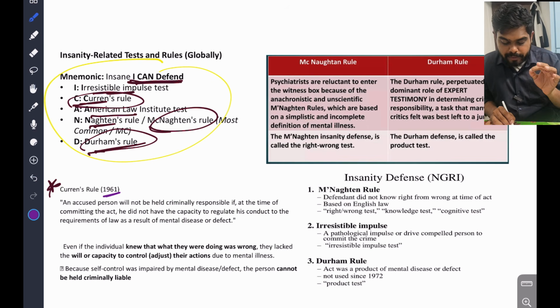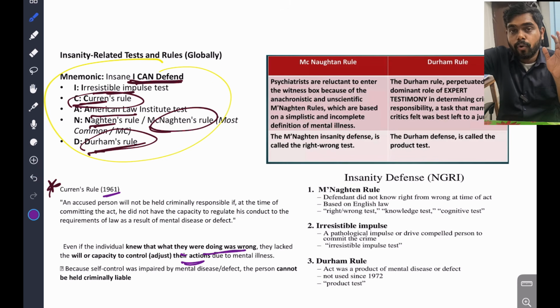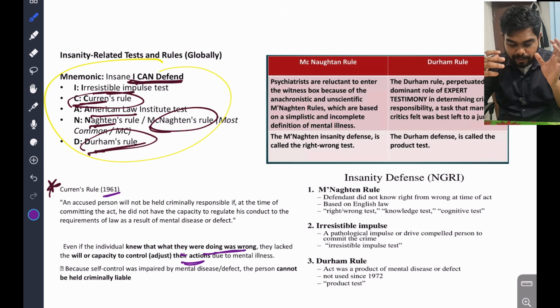Even if the individual knew that what they were doing was wrong, whatever they did wrong, he was knowing that, but they lacked the will or capacity to control their actions due to mental illness. The person had some mental illness. He knows that attacking will cause injury, but at that time he is in a mental illness state and doesn't have the capacity to control his mind. So in that case, he is not punishable.